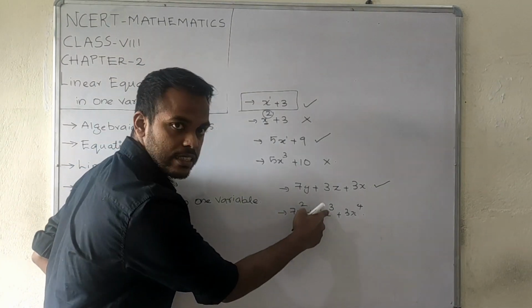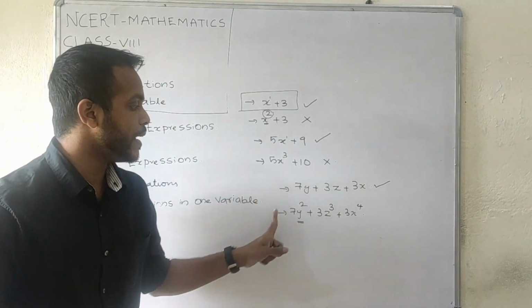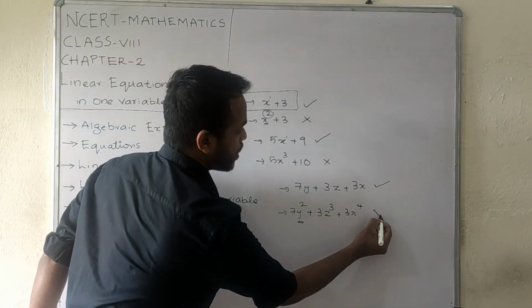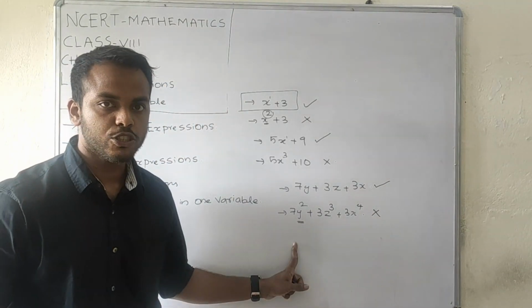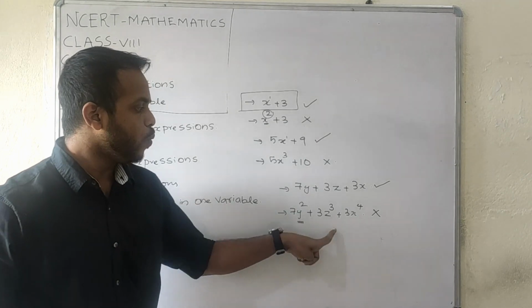Now, power of z is 3. Power of x is 4. Will this be a linear equation? Obviously, it will not be a linear equation because the highest power should be 1. The highest power of the variable contained should be 1.